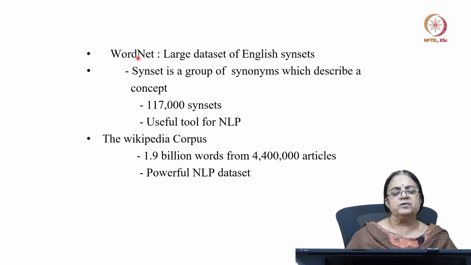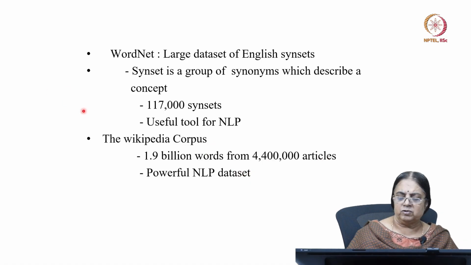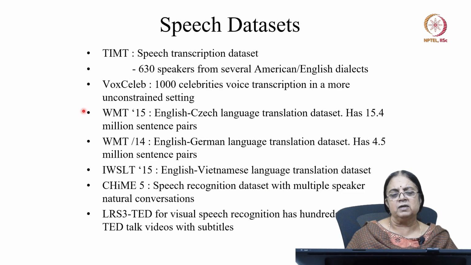Then you have WordNet. WordNet is a large data set of English synsets. A synset is a group of synonyms which describe a concept. So you have 117,000 synsets, and this is a very useful tool for any NLP problems that you are going to work on. Then we have the Wikipedia corpus, which consists of 1.9 billion words from so many articles. So this is also used for some NLP problems.